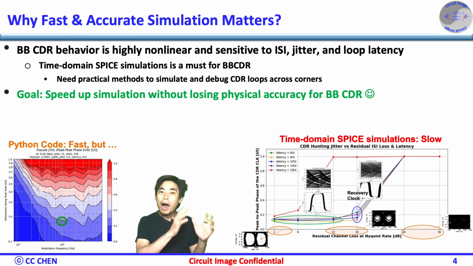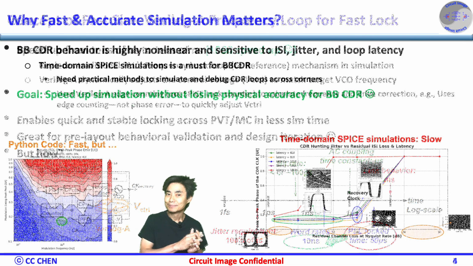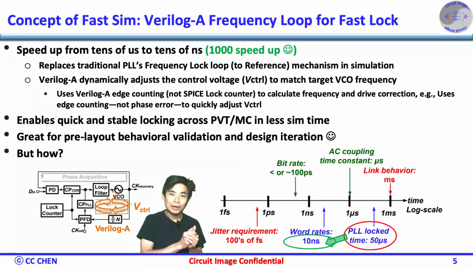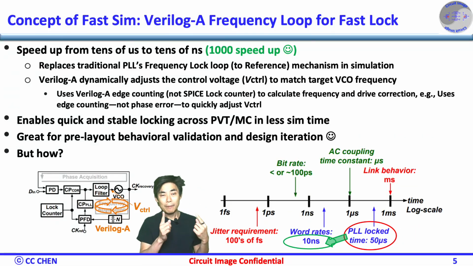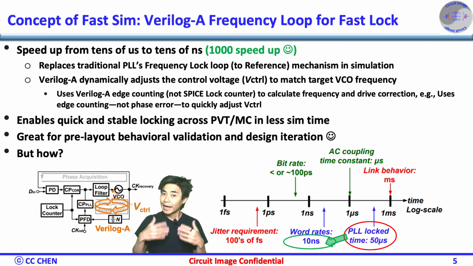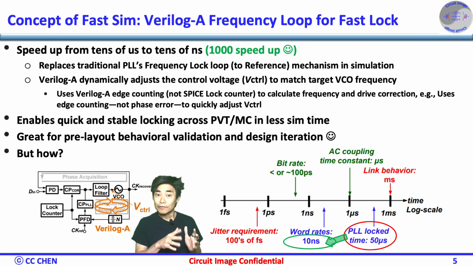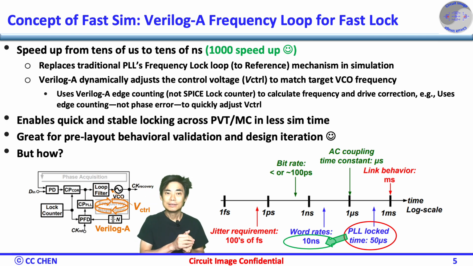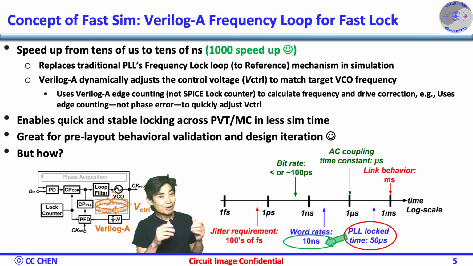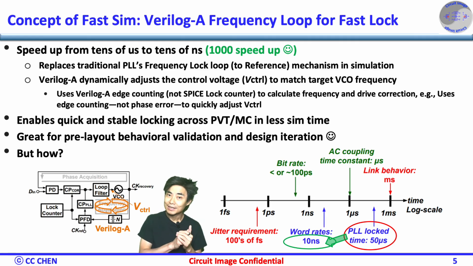Let's explore how we do that, starting with fast frequency locking. Let's talk about a clever way to speed up locking. The VLGA frequency loop. The technique replaces the slow SPICE PLL lock mechanism. Instead of taking microseconds, it can lock in nanoseconds. That's 1,000 times faster. How?